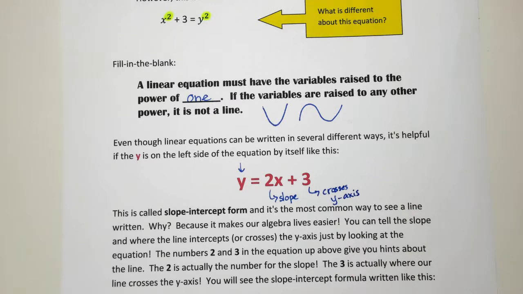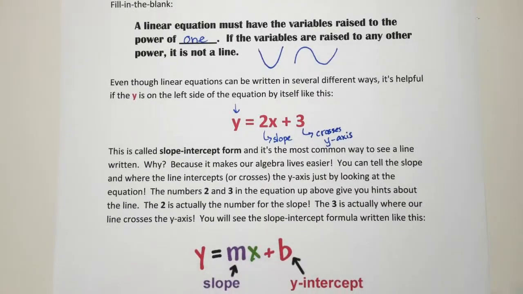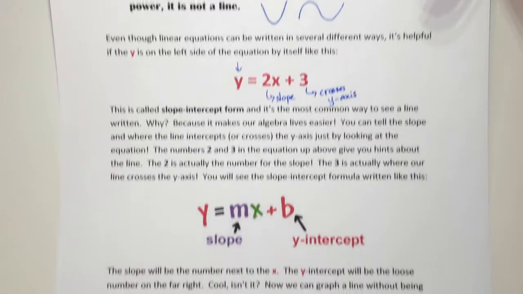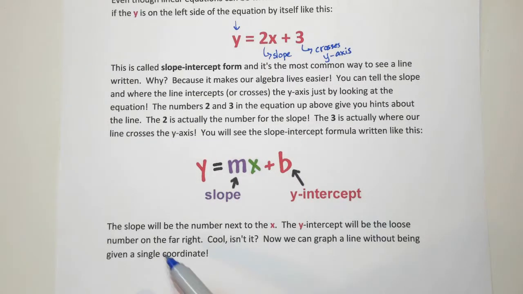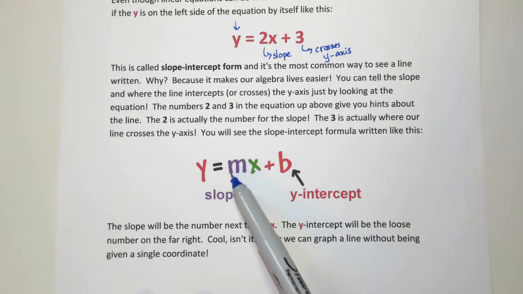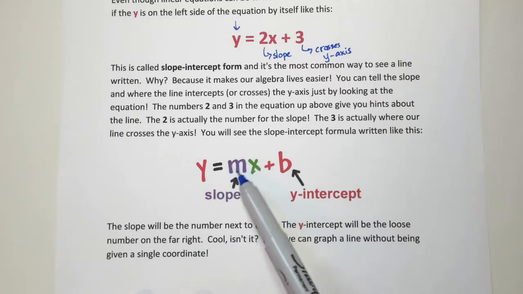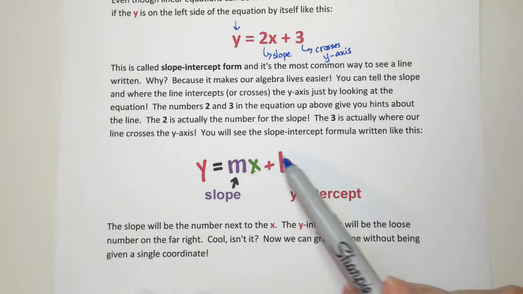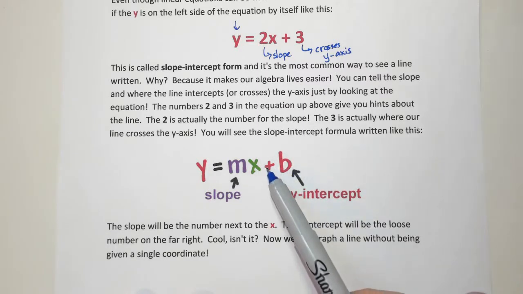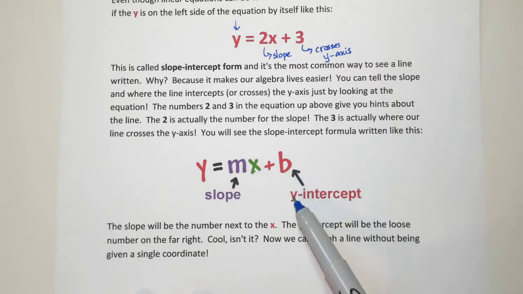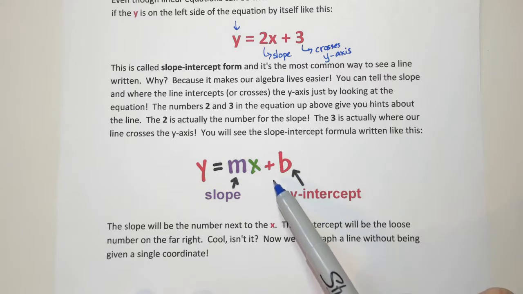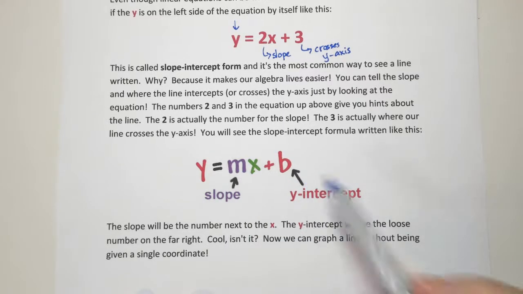So you will see the slope-intercept formula written like this: y equals mx plus b. That's just a famous formula for lines. The slope will be the number next to the x. In this case, it's just the purple m here. That could be, say, a 2 like we had above. And the y-intercept will always be this loose number here on the far right. It could be a plus and then a number, or it could be a negative and then a number. If it's negative, you have to keep that with the number. Now, isn't this cool, though? Now we can graph a line without being given even a single coordinate.